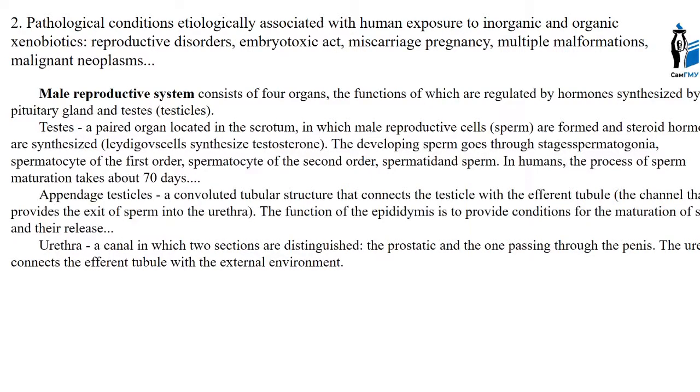The developing sperm goes through the stages: spermatogonia, spermatocyte of the first order, spermatocyte of the second order, spermatid, sperm. In humans, the process of sperm maturation takes about 70 days.